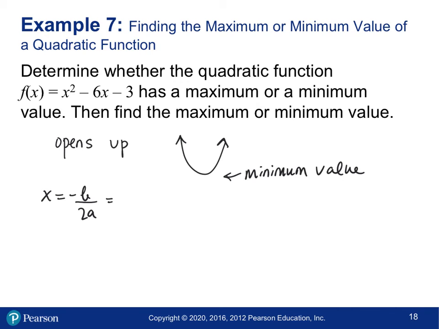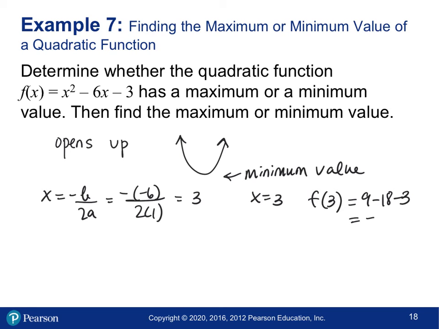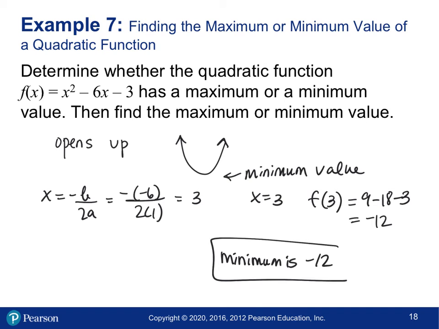value of the vertex. So that's -6 over 2 times 1. So that gives me 3. So X is 3, our axis of symmetry, but I have to plug it back in the formula because I need the Y value of the vertex point. So this would be 9 minus 18 minus 3. So what's that, -12? So that means our minimum is -12.